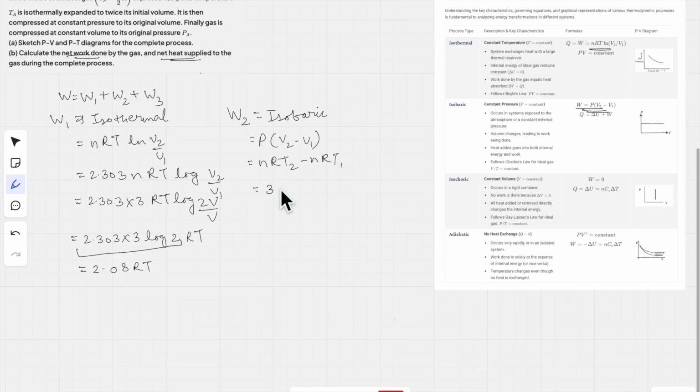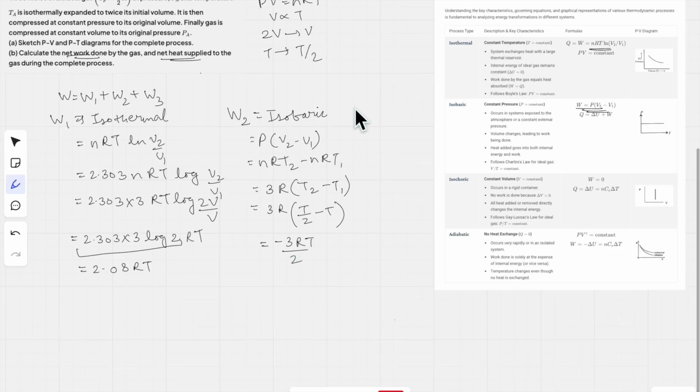That would be 3R (T2 minus T1). Now in the second process, volume is going from 2V to V, and we know that PV equals nRT. Since P is constant, V is directly proportional to T. So since volume is becoming half, my temperature will also become half. So it would be 3R (T by 2 minus T), that would be minus 3RT by 2.